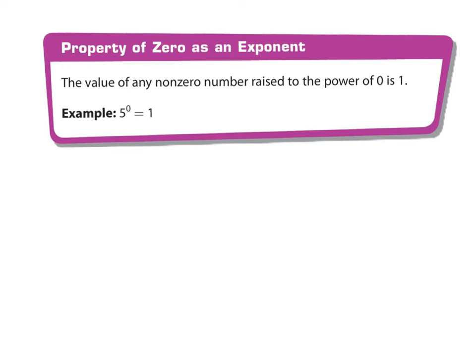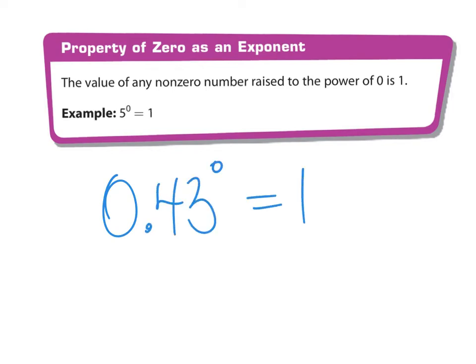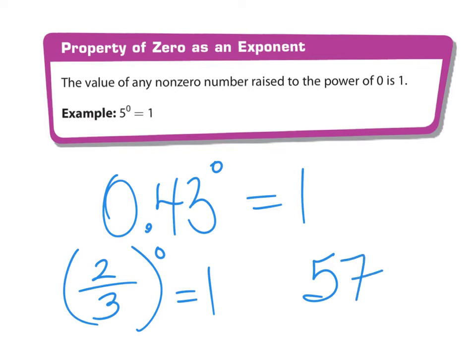The property of 0 as an exponent. The value of any non-zero number raised to the power of 0 is 1. So anytime we have any number and we raise it to the power of 0, it's going to equal 1. It can be a decimal number. If I had 43 hundredths to the power of 0, that would equal 1. It can be a fraction. If I had 2/3 to the power of 0, it's going to equal 1. Or just a regular whole number. If I had 57 to the power of 0, it will equal 1.